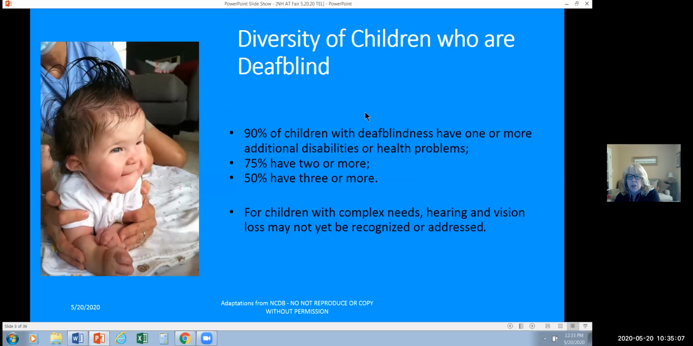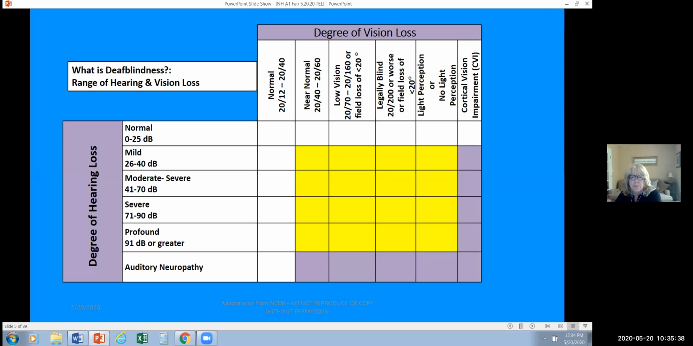So it's important to note that the population of children who are deafblind represent an extremely, extremely diverse population. And 90% of these children have at least one or more additional disabilities or health issues. And 75% have 2 or more, 50% have 3 or more. So you can see that, again, in terms of deafblindness, it's not just vision and hearing, it's also additional concomitant disabilities that occur with this population.